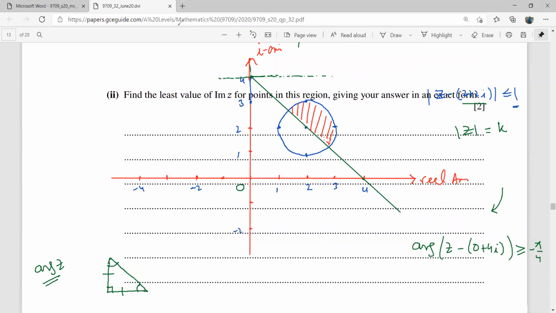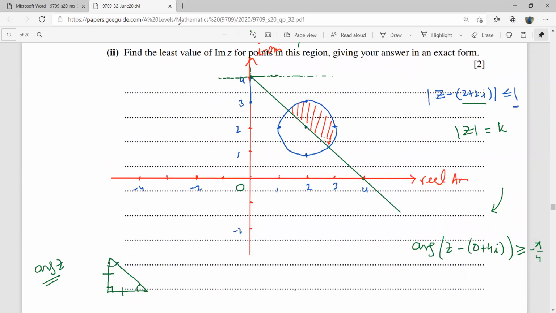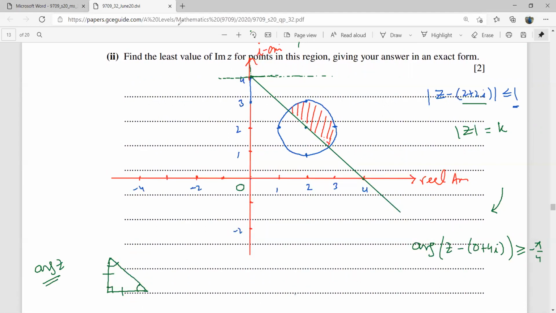It says find the least value of the imaginary part of Z for points in this shaded region, giving your answer in exact form. Acha bachcho, this imaginary part of Z is basically just like the Y coordinate, because this is your imaginary axis over here. So we have to see where we have the least value of this imaginary part of Z. ठीक है ना? So the extreme values can be here at this A, this is your B, and here it is your C. So where do you think you will have the minimum vertical component?